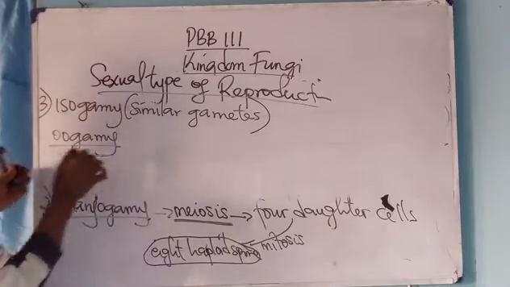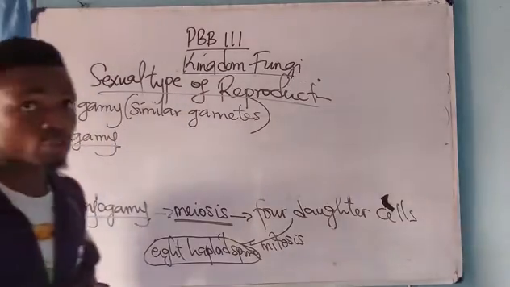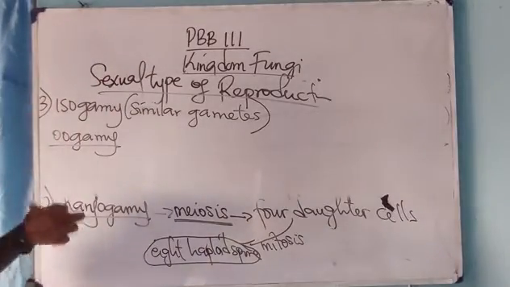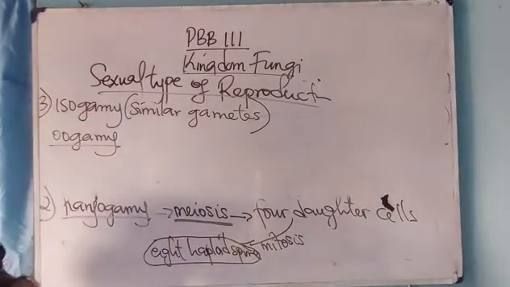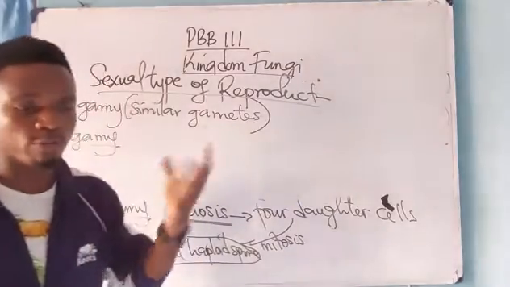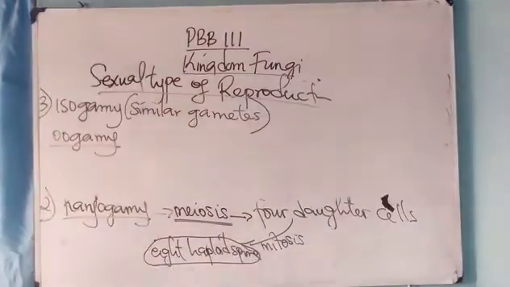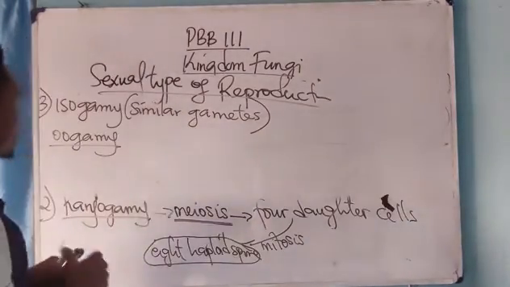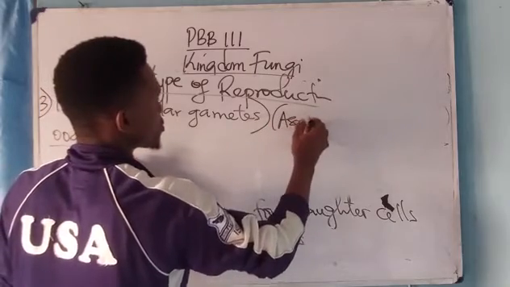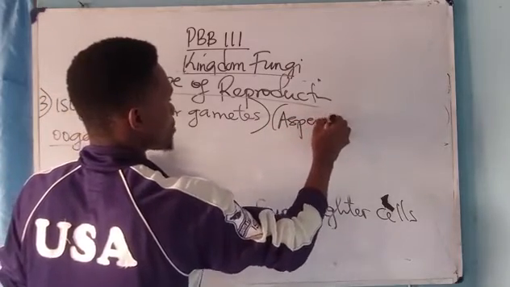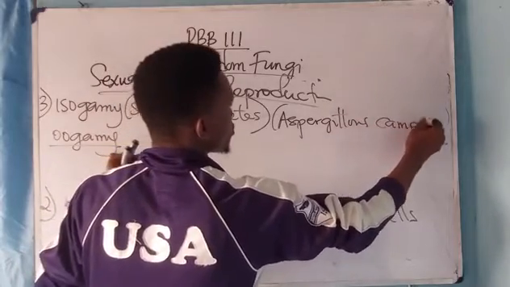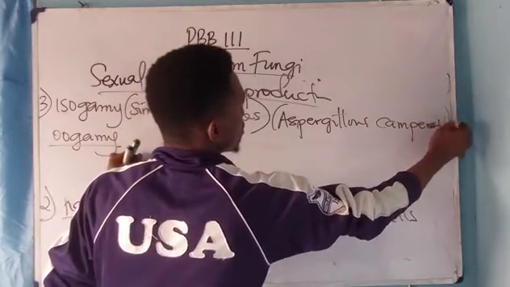Alright. So sexual reproduction in fungi involves plasmogamy, karyogamy, isogamy, and oogamy, while asexual reproduction involves spore formation, that is sporulation. Please take note of that. Then a good example of this is Aspergillus campestris. Take note of that.